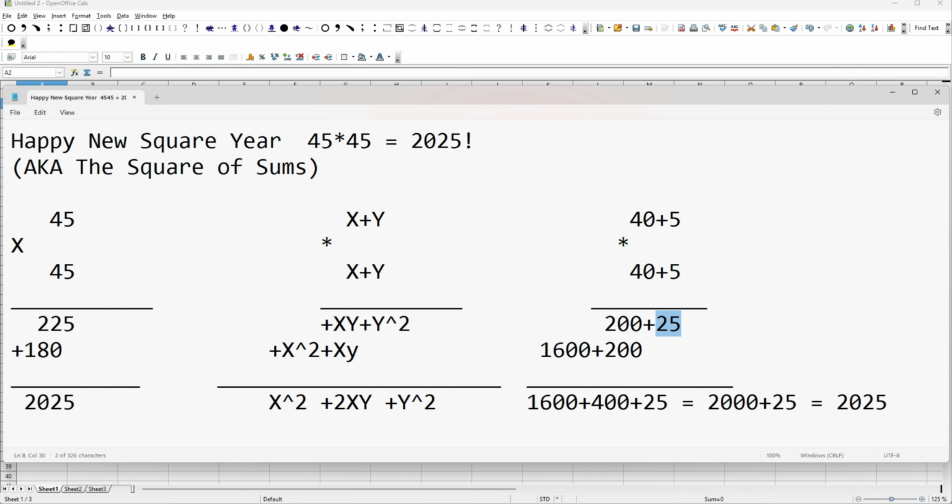All right, so 5 times 40 is 200. 40 times 5 again is 200. And 40 times 40 is 1600. So it leaves you with 1600 plus 400 plus 25. And that leaves you with 1600 plus 400 is 2000. And then that only leaves you the plus 25, and 2000 plus 25 is 2025.